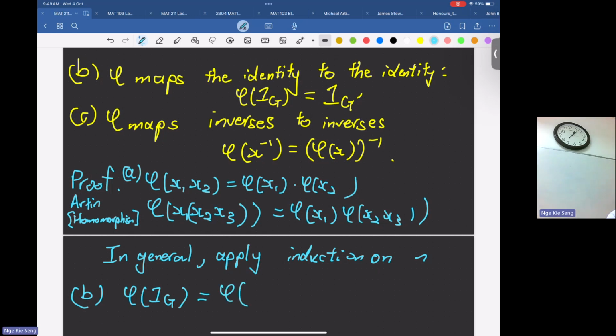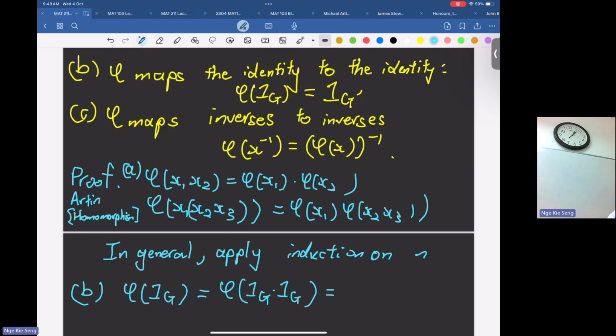So what to do? Identity can create identity. So identity equals identity times identity. From here, it is a product. So because phi is a homomorphism, this can be split into what? What are the two of them? Phi identity times phi identity. Okay, very good.